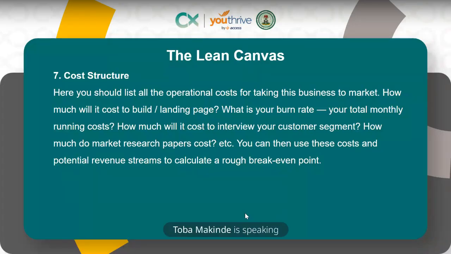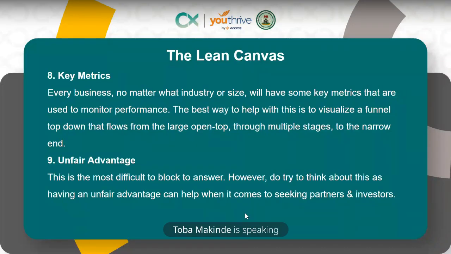All right. Your key metrics. You have to identify some key metrics, key things that help you analyze your success. The best way to help with this is to visualize a funnel top down that flows from the large open top through multiple stages. You have to understand what way you want to track the success of your product.